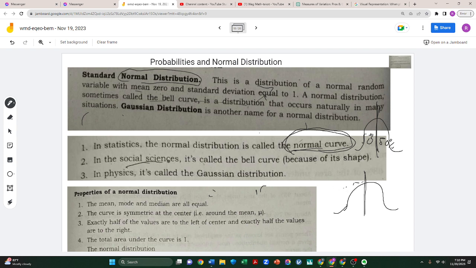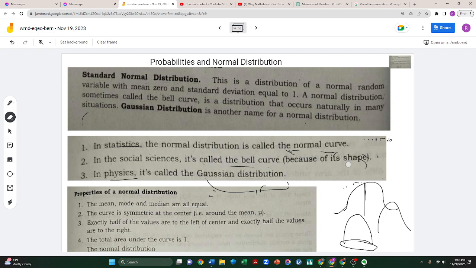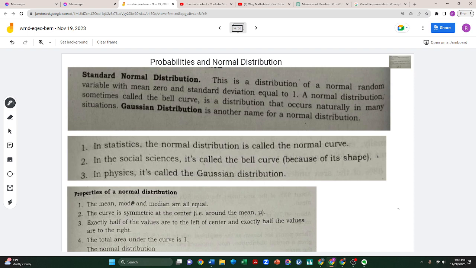In social science, it is called the bell curve because it is shaped like a bell, like this. Okay, the bell curve. And in physics it is called the Gaussian distribution. So, statistics, social science, and physics each have a different name for it. But today, our video relates to statistics, which is data management. Therefore, we call it the normal curve. Normal curve.